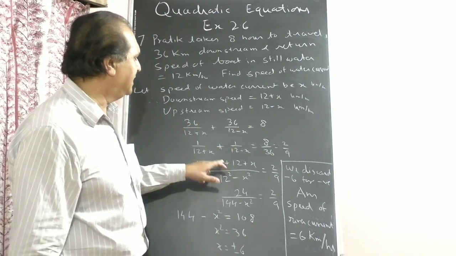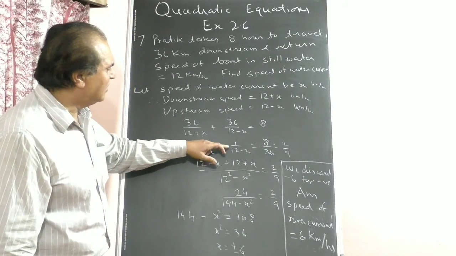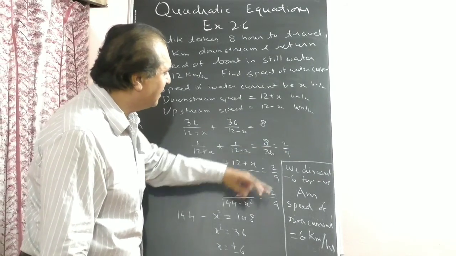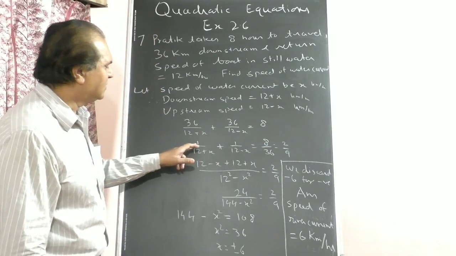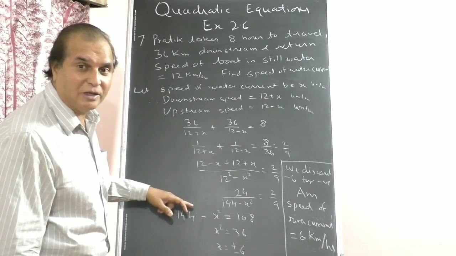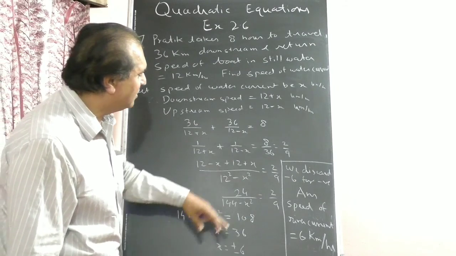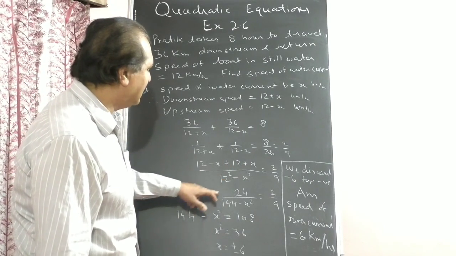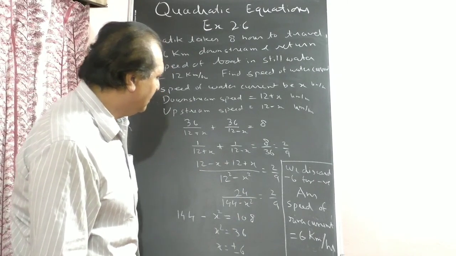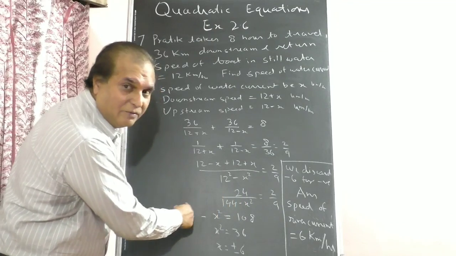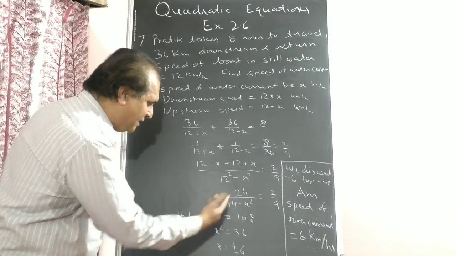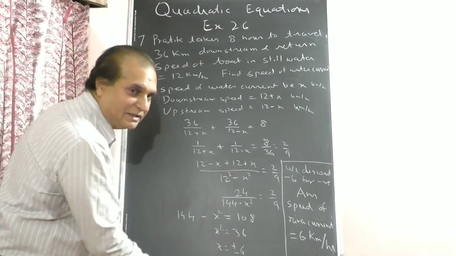36 common, I am taking it down. So 1 upon 12 plus x plus 1 upon 12 minus x is 8 upon 36. Right? Okay. 8 upon 36, I am cancelling, is 2 upon 9. Now just cross multiply. 12 minus x plus 12 plus x upon a plus b, a minus b, a square minus b square: 12 square minus x square equal to 2 upon 9. Plus x minus x cut. 24 upon 144 minus x square equal to 2 upon 9. 2 ones are 2, 12 are 24, I am cutting. Cross multiply. 144 minus x square equal to 108. Shifting this side, x square equal to 36.